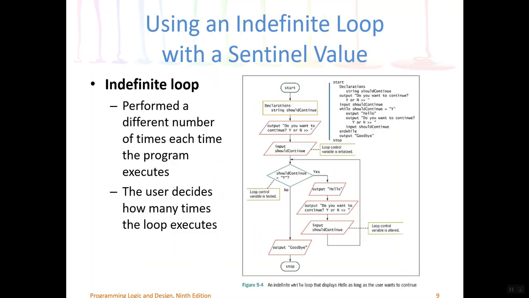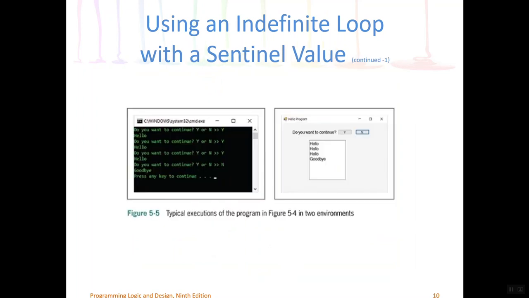So that was the first type of loop. The second type of loop is called a sentinel controlled loop, or an indefinite loop. In this type of loop, we're iterating through the loop a different number of times each time the program executes. It's not a definite amount of times. So this is what I had meant to show you. This little screenshot on the left says, do you want to continue, yes or no? And then the Y over here to the right is indicating the user has typed yes.